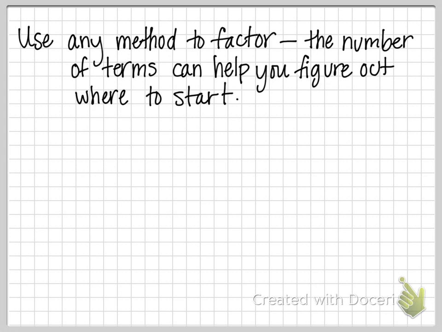You have to figure out as you go what's the best method to factor this. The number of terms, as we talked about, tells you where to start. 2 terms, binomial, look for a difference of squares. 3 terms, look to do your diamond. 4 terms, look to group and factor that way. Because the point of this is to get it down to the most simple factored form.